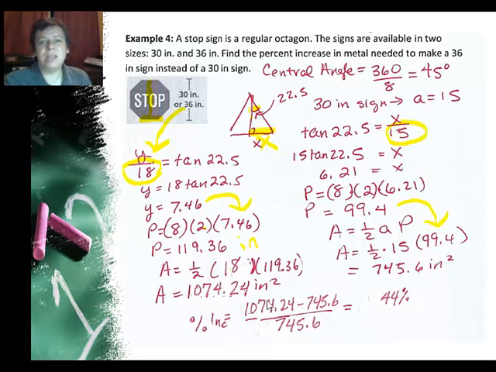To get the percent increase, I need to find the difference between the two in area over the original area. So I take the larger area minus the smaller area, the starting, all over the original area, which was the smaller one. And when you substitute in that calculator, you will get 0.44 or 44%.